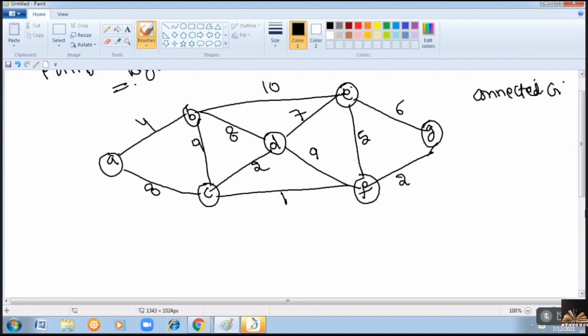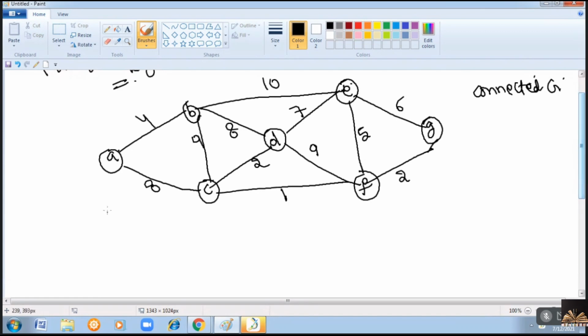Consider any vertex as a starting point. Let me consider A. So what are the adjacent vertices of A? B and C, right? Among B and C, which is minimum? 4 is minimum. Therefore, you can consider the edge A to B with cost 4.